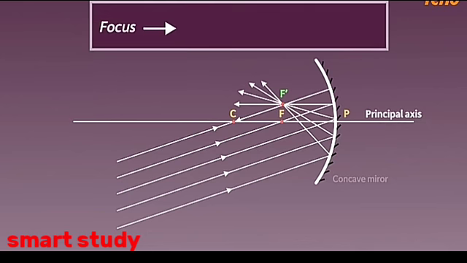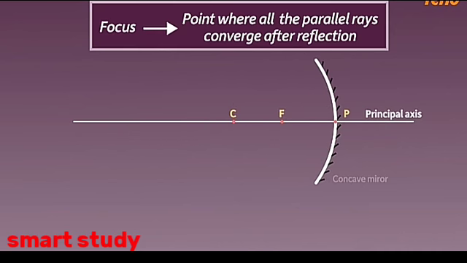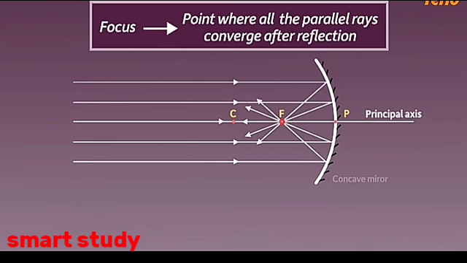So we define focus as a point where all the parallel rays converge after bouncing off from the reflecting surface of the concave mirror. It is the principal focus if it lies on the principal axis. And it will only lie on the principal axis if the rays of light are parallel to each other as well as to the principal axis.